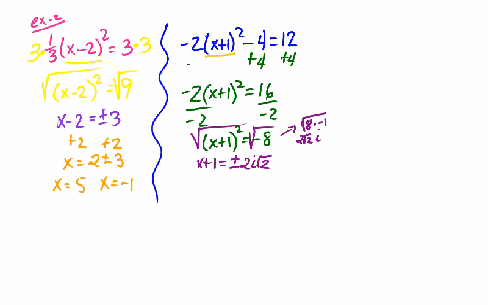And now notice the x isn't alone, so I've got to subtract 1 from both sides. They're not like terms, and so x equals negative 1, and then just write plus or minus 2i square root of 2. And that's how you can leave your answer, because you can't combine those. And that's how you would solve quadratic equations by square roots.